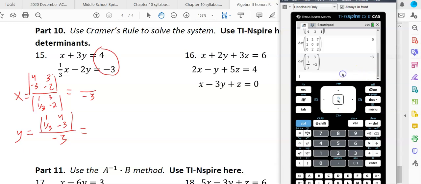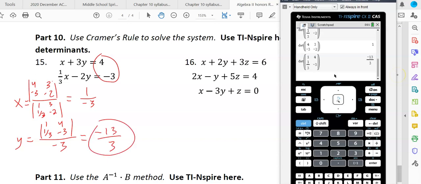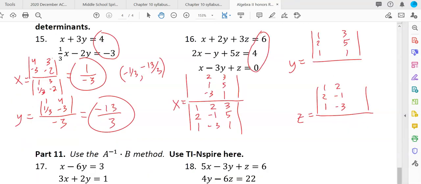The thing I like to do in the calculator is copy and paste that coefficient matrix, and just change the column I need to. When it's x I'm going for, I'm going to change that to 4. I get 3. I get 1, so x is -1/3. I go back to the coefficient matrix this time and alter the y value to -3. So I get -13/3. Okay, so don't forget to write your answer as an ordered pair.